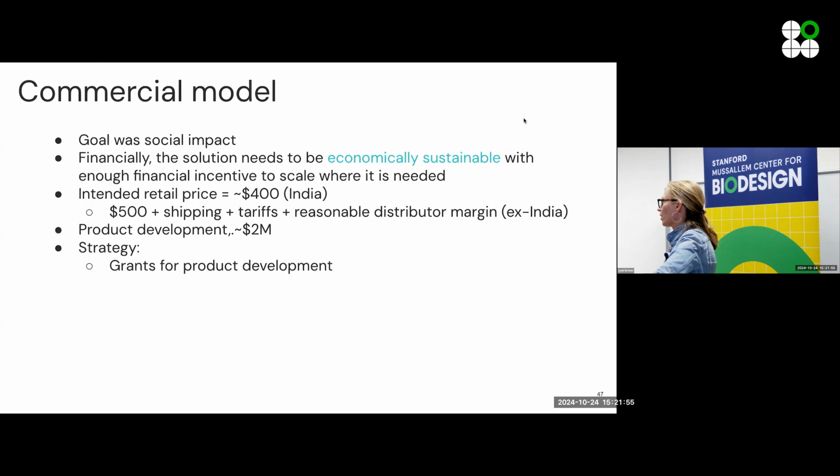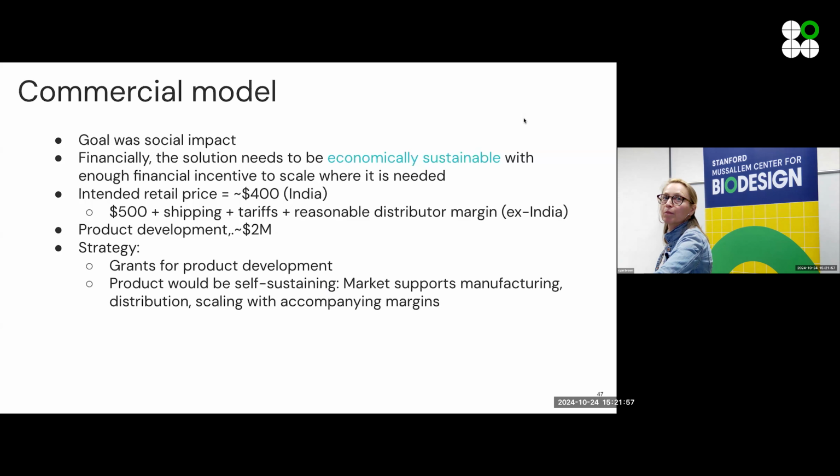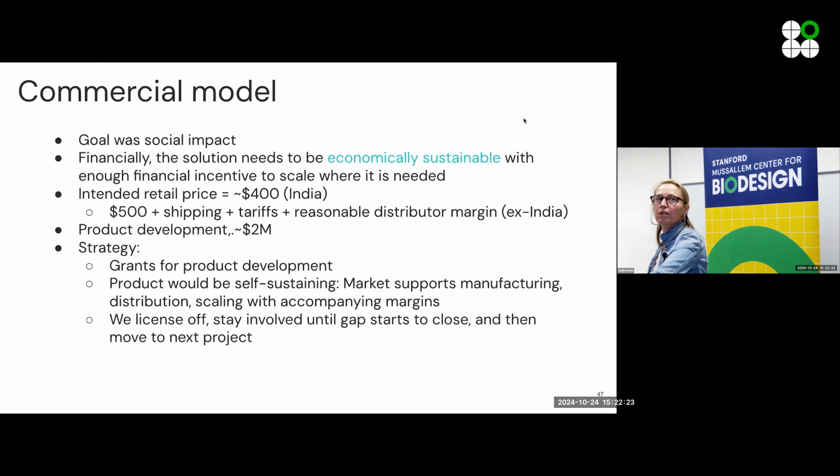Strategy: we used grants for product development, so we raised that, with the idea that the product would be self-sustaining and the market would support manufacturing, distribution, and scaling with all the accompanying margins, because we looked at the private sector. Actually, I got a lot of flak from some donors who asked, why are you working with private sector distributors? And I said, because they're the best at what they do. I'm not going to set up a nonprofit distributor when there are for-profit distributors doing it better and cheaper. There's some funniness in that, which I'll talk about in a minute too.